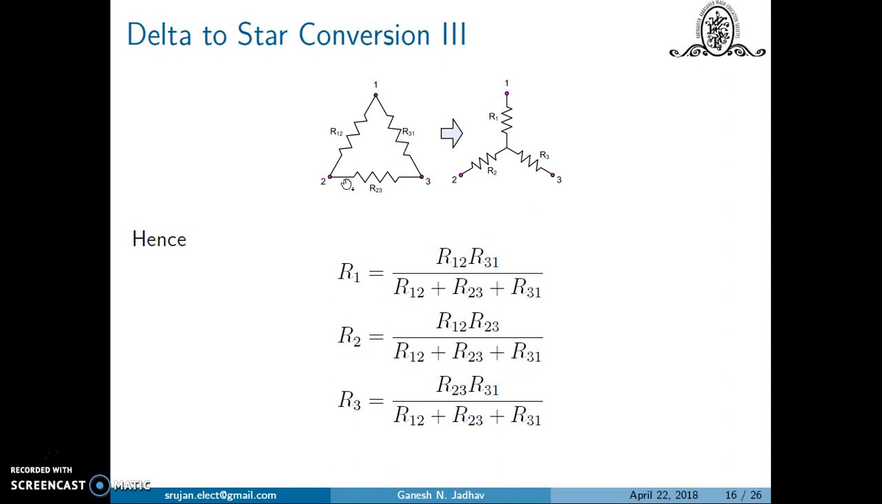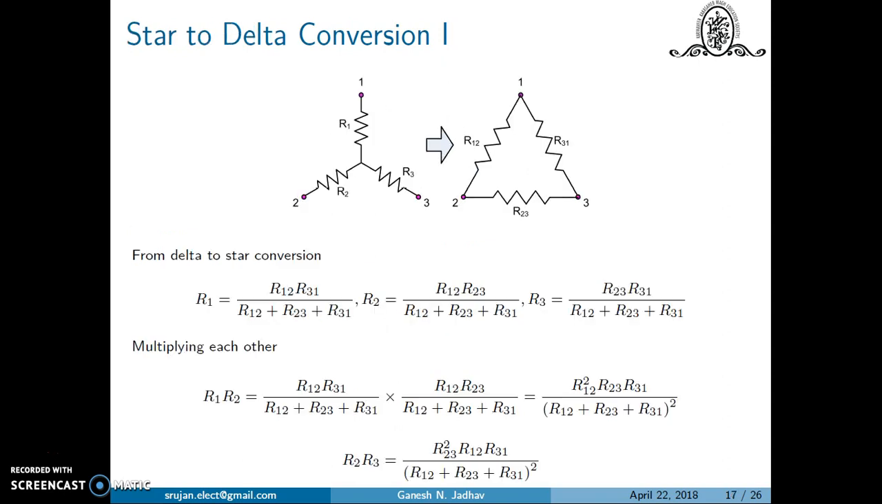Similarly, the resistance R2 in the star network is equal to R12 into R23, the multiplication of these two, divided by the sum of all resistances. And R3 is the multiplication of R23 and R31 divided by the sum of all these resistances. So this is delta to star conversion. Next we will see how to convert the star network into the delta network. I have a star network and I want to convert it into a delta network.